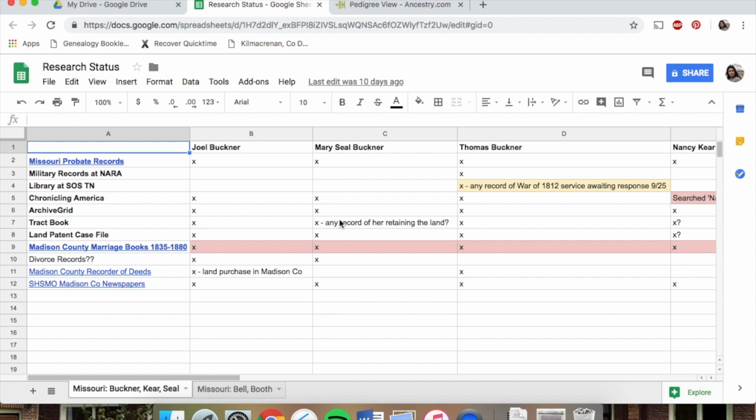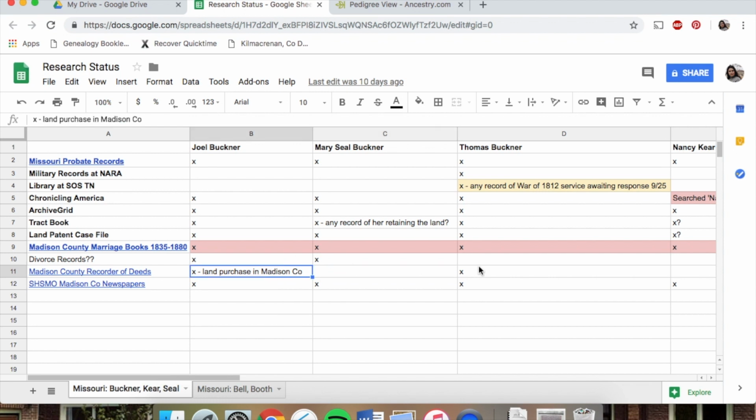You will see that I have X's in certain places. The X's indicate for me that I want to look for this person in this record. So for example, for Joel, I do want to look for him in the Missouri probate records, but I don't need to look for him in military records because I know he never served. Same with Mary. I want to look for her in probate records. Down here, where I want to look for Joel in the Madison County Recorder of Deeds, I don't need to look for Mary because Mary never bought the land, Joel bought the land.